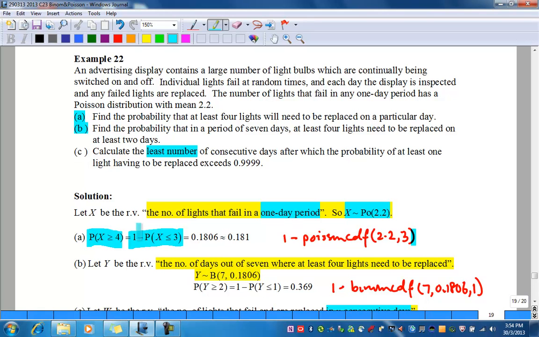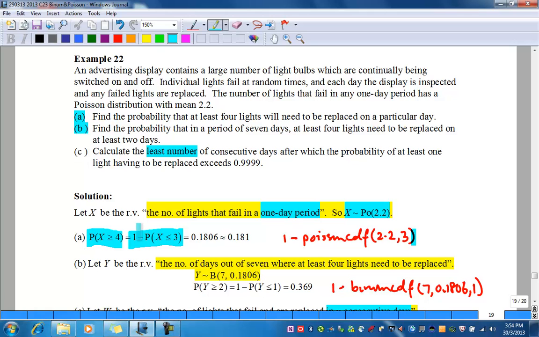Part B. Take note that Part B is related to Part A. So we need to define another new random variable. Let Y be the random variable, the number of days out of 7 where at least 4 lights need to be replaced. And in this B, we know that Y now follows a binomial distribution with n as 7 days, and the probability of replacement is 0.1806, which comes from Part A.